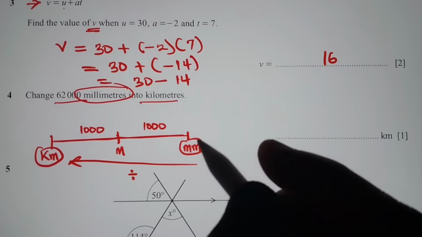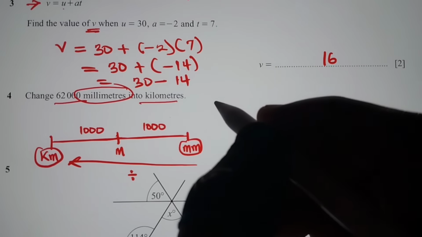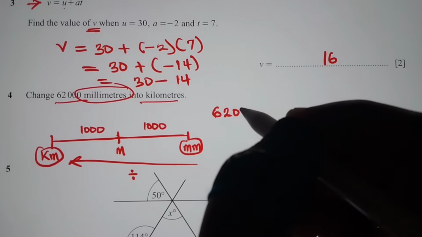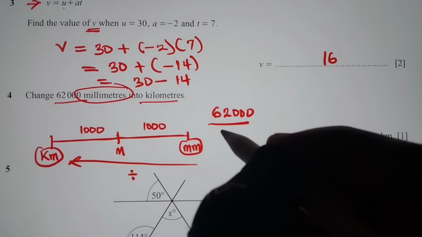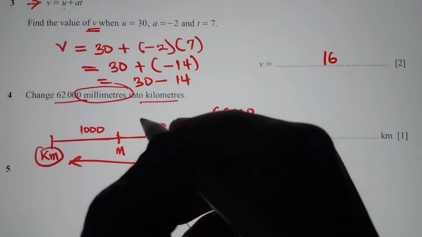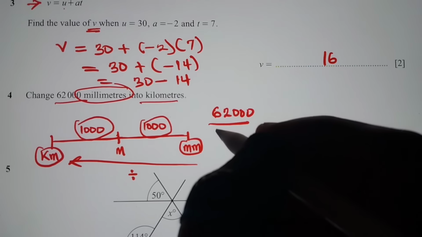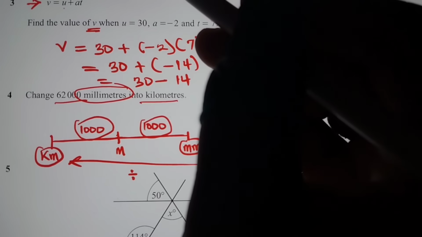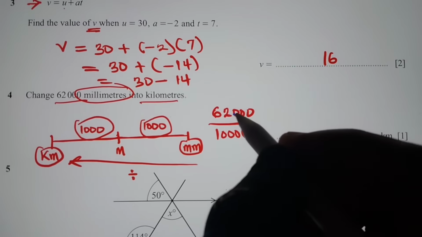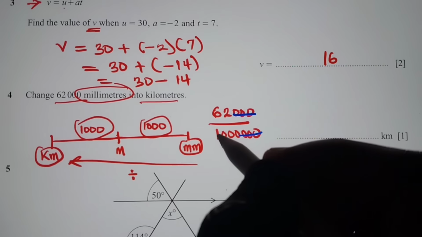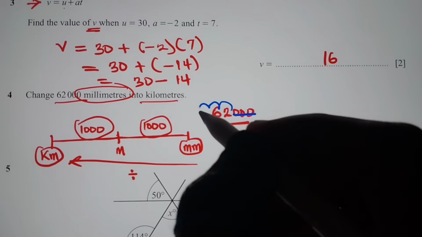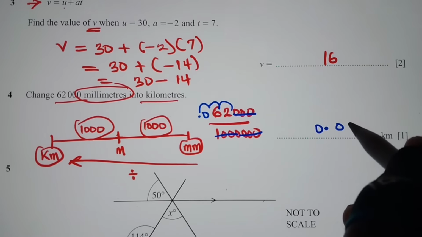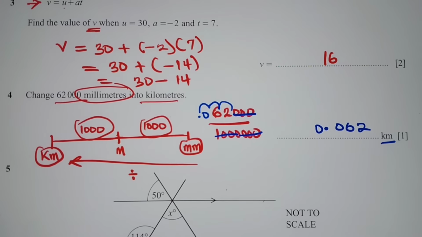So whatever the value is, we are going to say 62,000 divided by, this is 1,000, this is another 1,000, that is 1,000,000. So this is simply, this cancels this, and this 1,000 is going to be 1, 2, 3. So you have 0.062 kilometers.